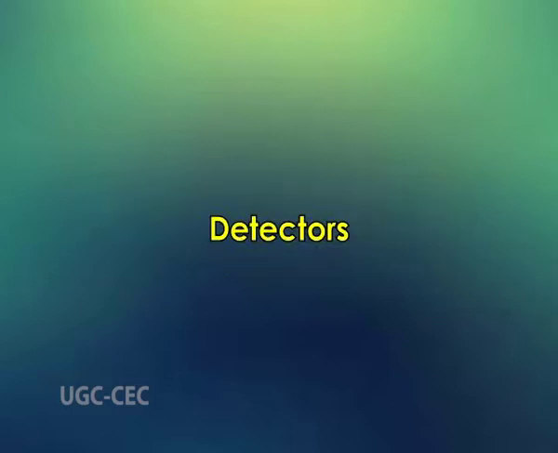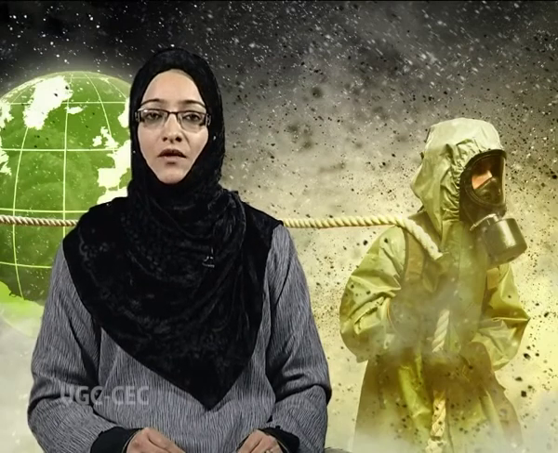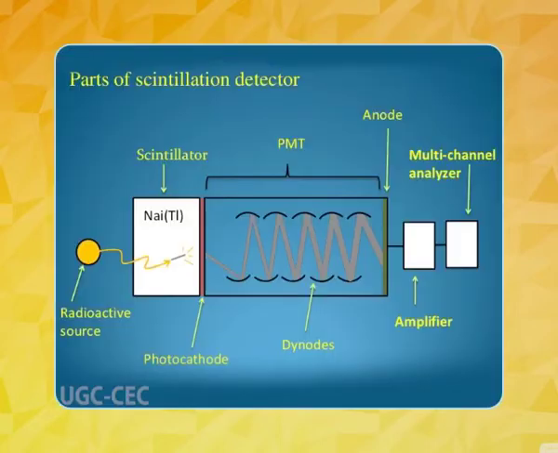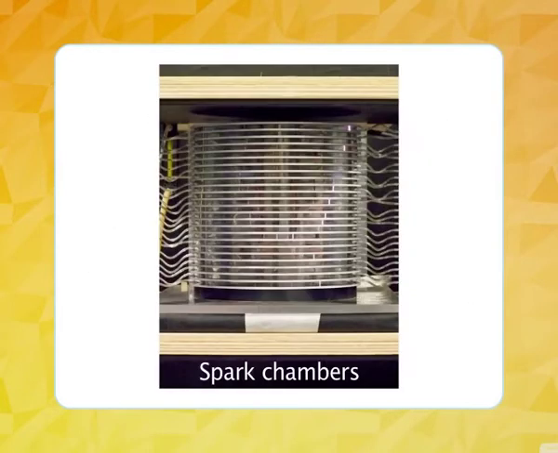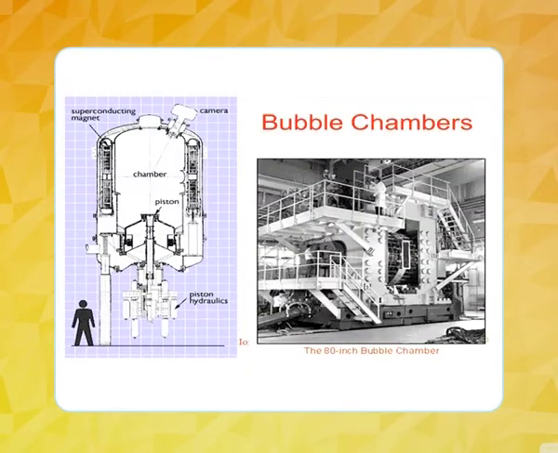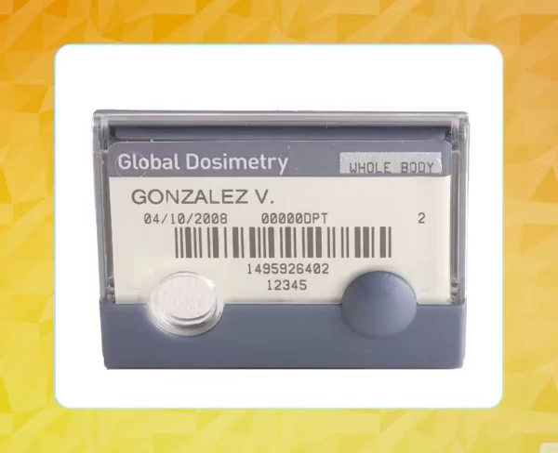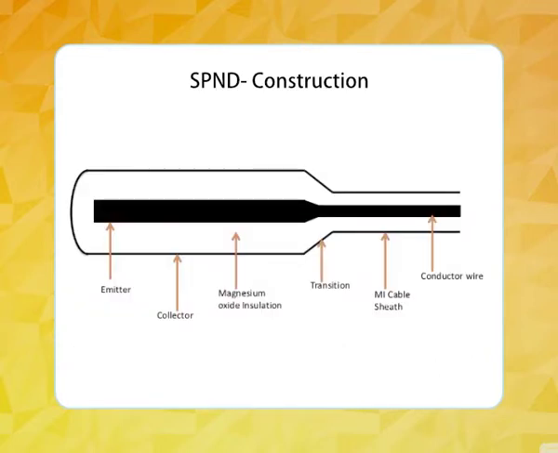Now, what are detectors? The function of a detector is to produce a signal for every particle entering into it. Every detector works by using some interaction of particles with matter. Following is a list of the common detector types. First is gas-filled counters, for example, Geiger-Müller counters. Second is scintillation detectors. Third, semiconductor detectors. Fourth, spark chambers. Fifth, bubble chambers. Sixth, photographic emulsions. Seventh, thermoluminescent dosimeters. Eighth, Cherenkov counters. And ninth is self-powered neutron detectors.